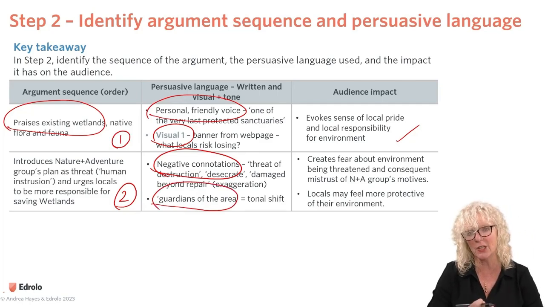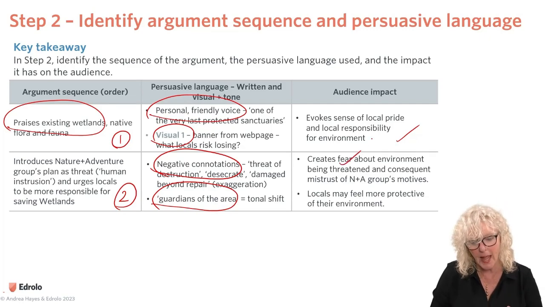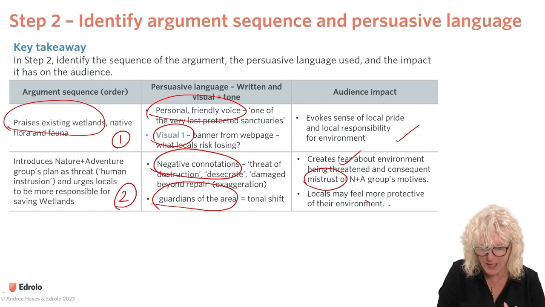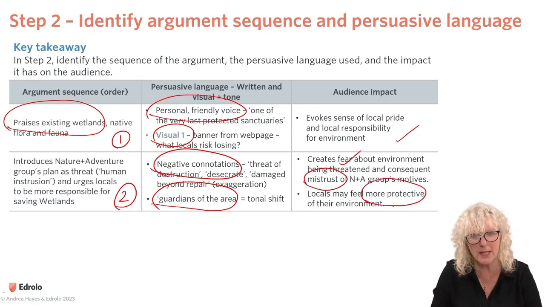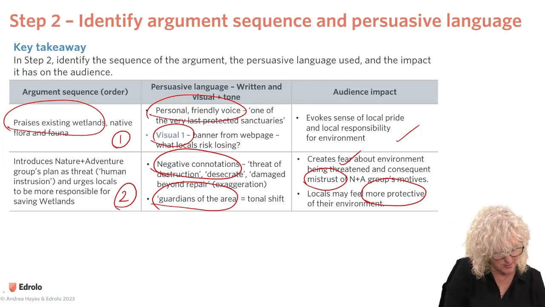So we've got a change in tone happening here, a tonal shift. What does that do? What impact does that have on the audience? Creates fear and mistrust of Nature and Adventure Group's motives. And then it might make the locals feel more protective. Okay, it's all deliberately done, all this argument sequence and adding the strategies.